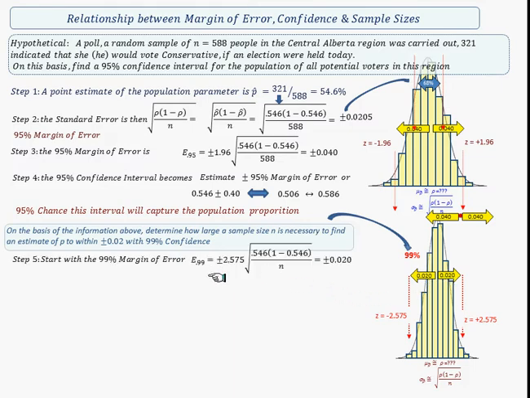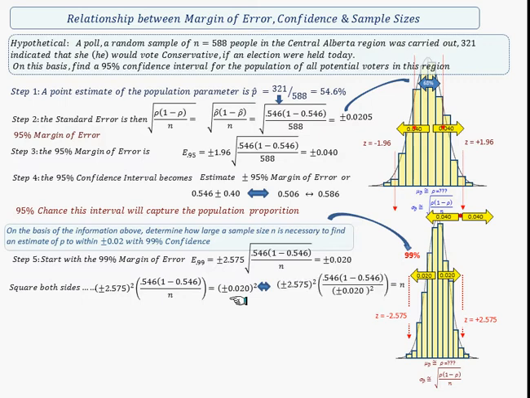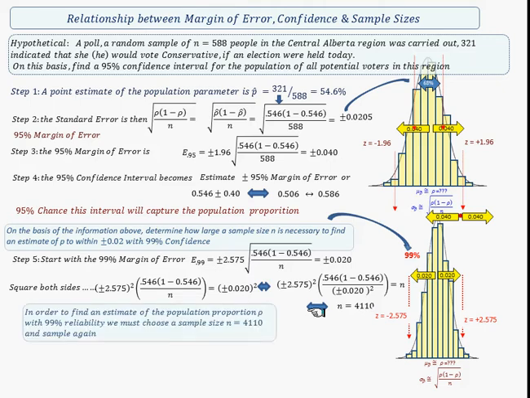And we're going to use this margin of error formula here. For 99%, the z is 2.575. We want that to be plus or minus 0.02. If we square both sides and cross multiply, we have this expression. Solving that, n is equal to 4110. So in order to find an estimate of the population proportion p with 99% reliability, we must choose a sample size of 4110. In the general case, if you look at this formula here, this becomes what you see here on the screen.